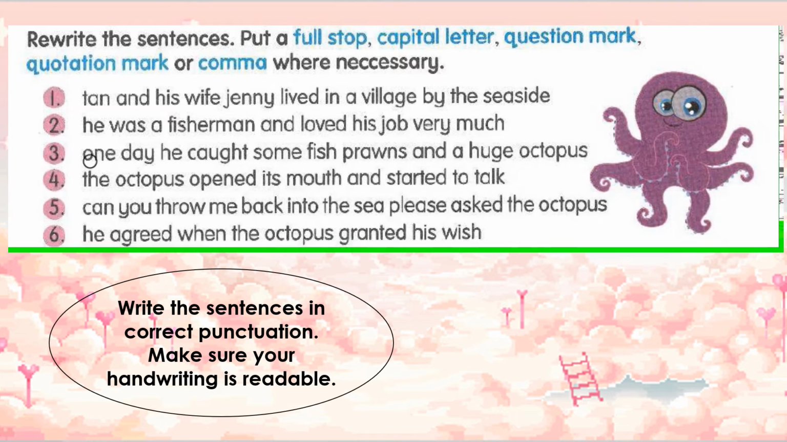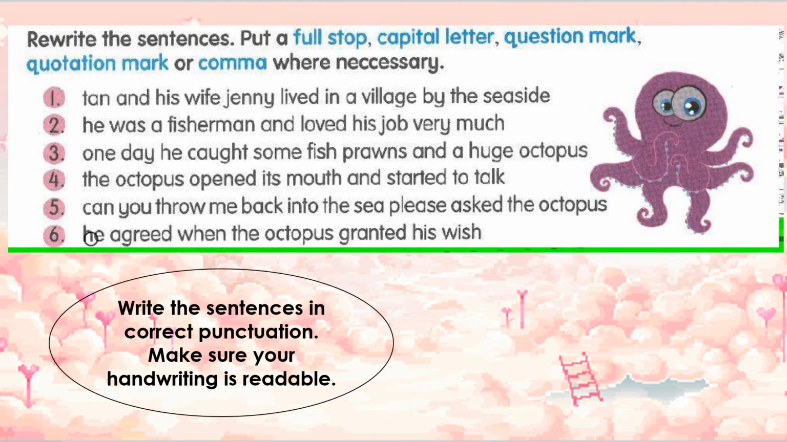Okay, I will read again. One day, he caught some fish, prawns, and a huge octopus. Okay, number 4. The octopus opened its mouth and started to talk. Can you throw me back into the sea, please? Asked the octopus.